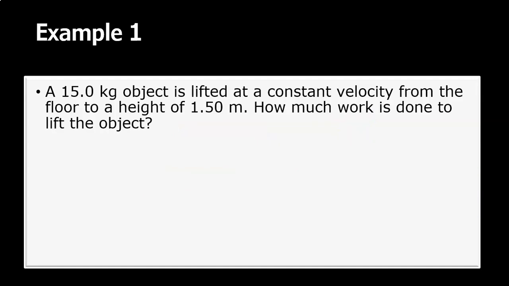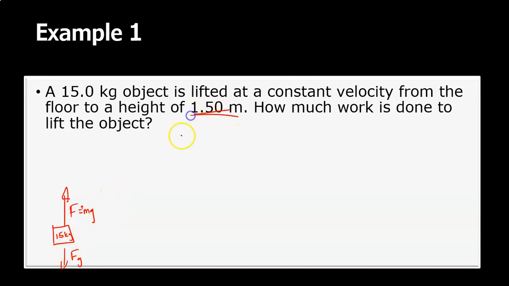So let's take a look at an example. We've got a 15 kilogram object that's lifted at a constant velocity from the floor to a height of 1.5 meters. How much work is done to lift the object? Well, if we think about this, it's a 15 kilogram object. In order to lift this, the force that we apply has to be equal and opposite to gravity. So this will be equal to mg, but it'll be positive.